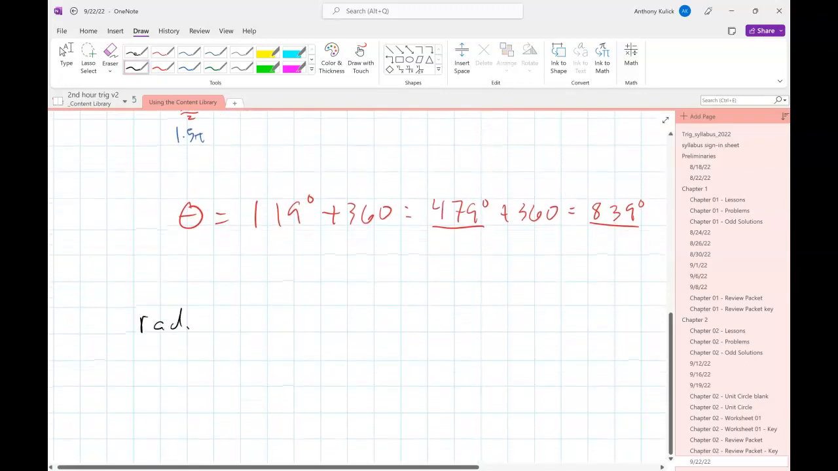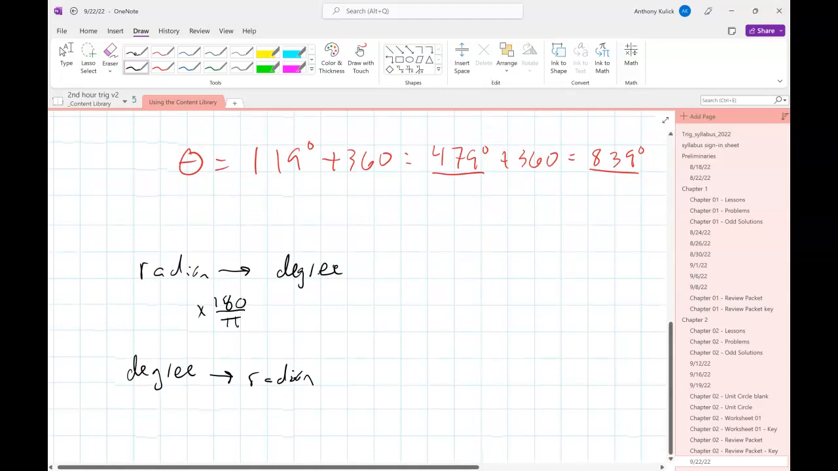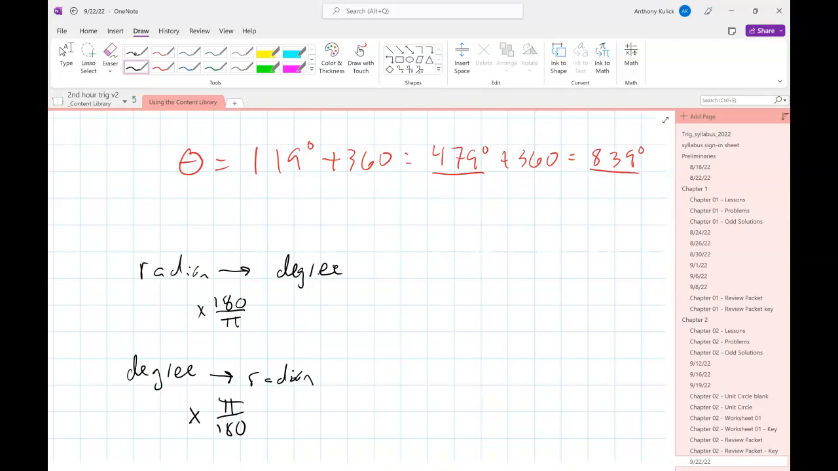So if I want to go radian to degrees, we're going to multiply by 180 over pi. And then to go the opposite way, degree to radian, we multiply by pi over 180. That's your key conversion factor for this chapter. If there's one conversion factor to remember, this is it.